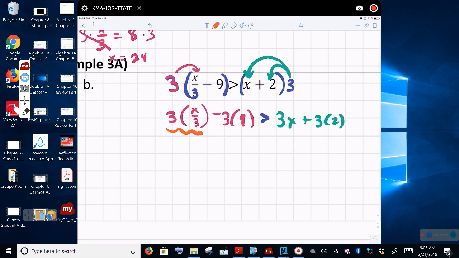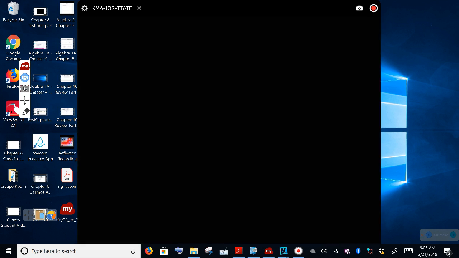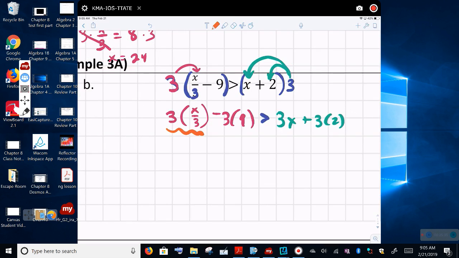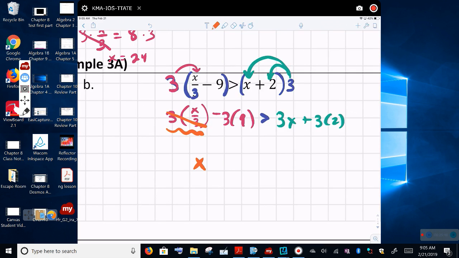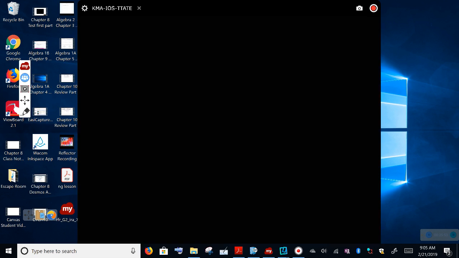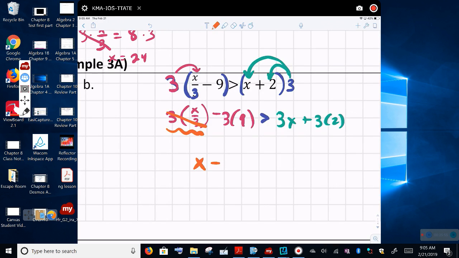What is this going to equal, guys? 3 times x over 3. Just x, right? Because these cancel. Okay? What about negative 3 times positive 9? Well, first of all, I know it will be negative, because one's negative, one's positive. They're different. What is 3 times 9? You can use one of your fingers if you really have to. Right? 27.